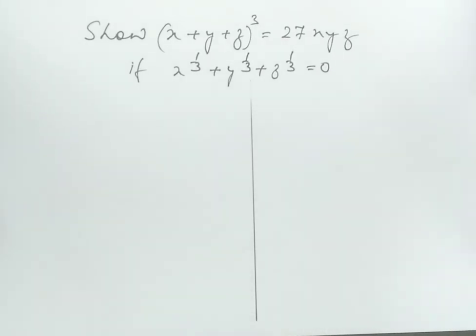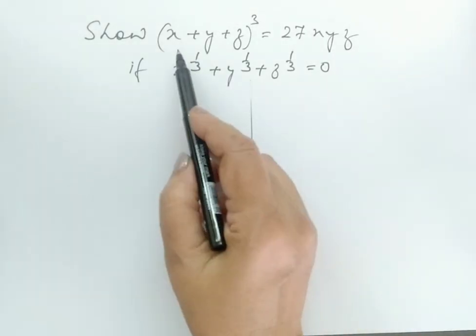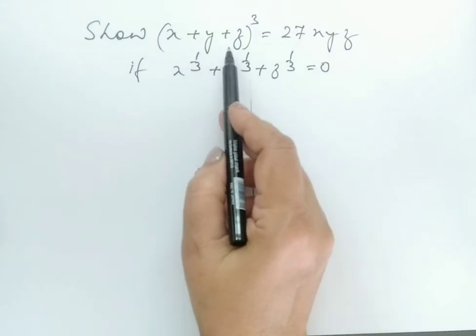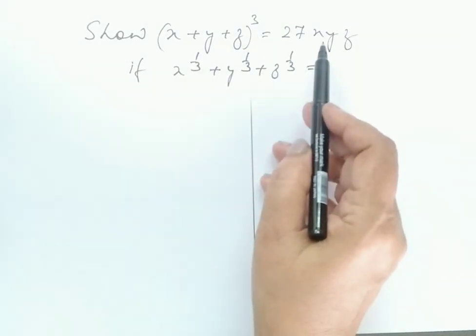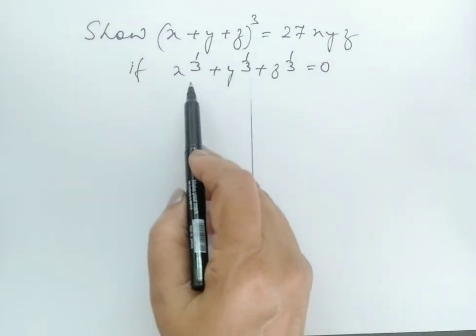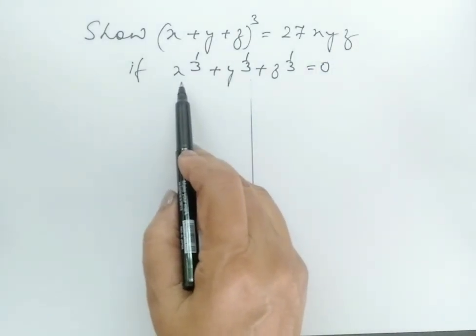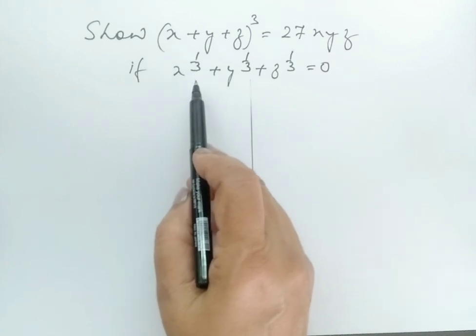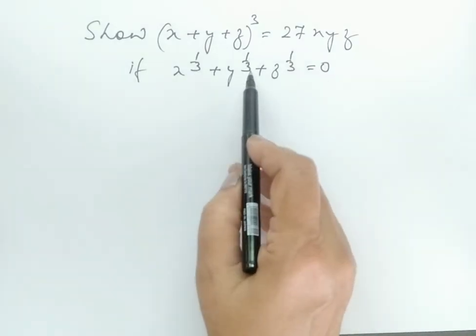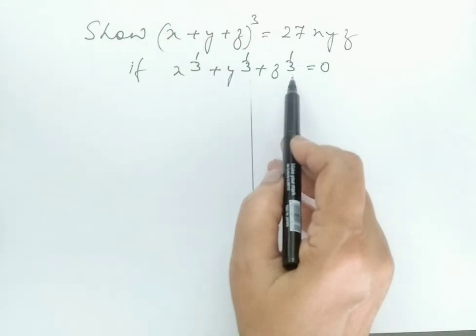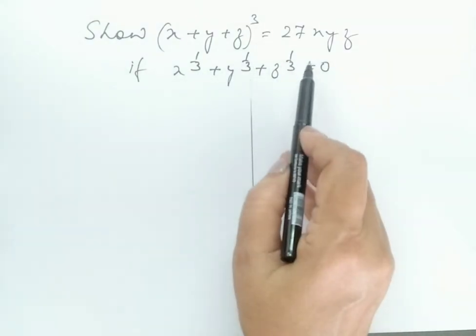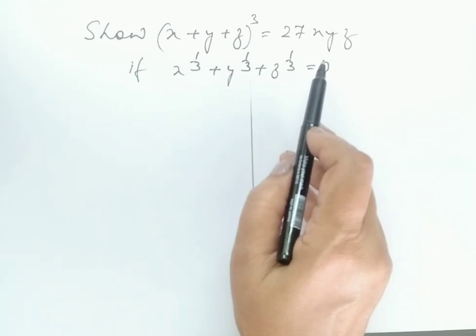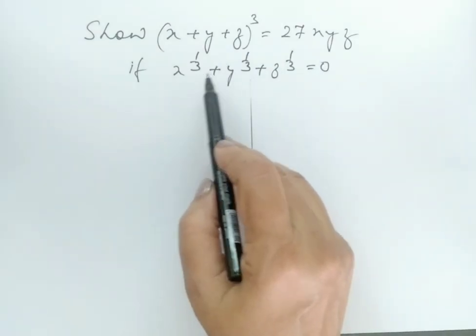Students, so here we have a very interesting question. (x + y + z) whole cube must be equal to 27xyz, provided they have given the value of x to the power 1/3 plus y to the power 1/3 plus z to the power 1/3 equals 0. So these are all rational exponents, in terms of numerator and denominator.